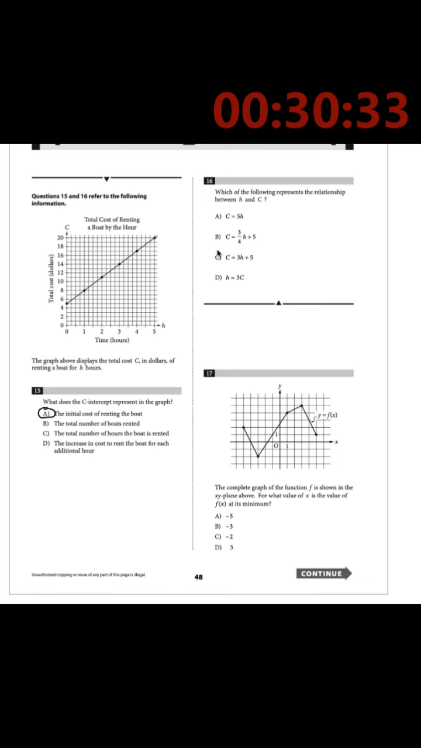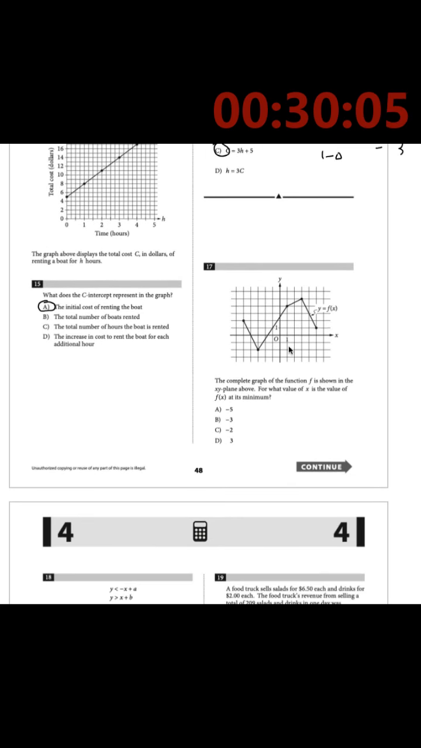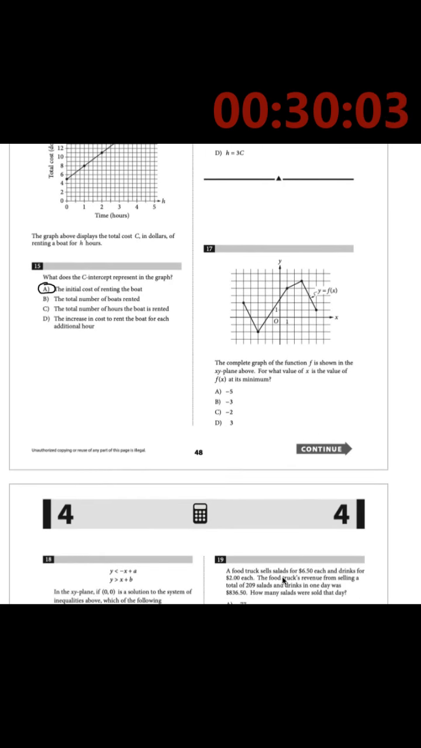And for question 16, the answer would be C because the y-intercept is 5, so it must either be C or B. And if you calculate the slope, you have 8 minus 5 over 1 minus 0, which equals 3. Therefore, the slope must be 3, so it must be C.